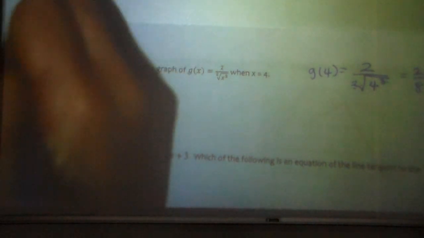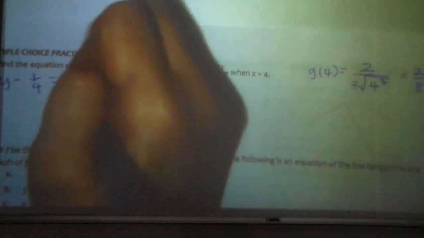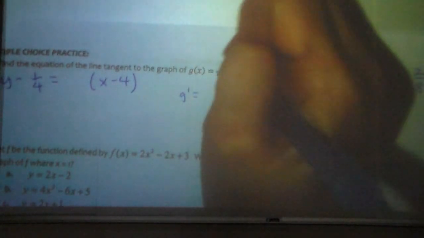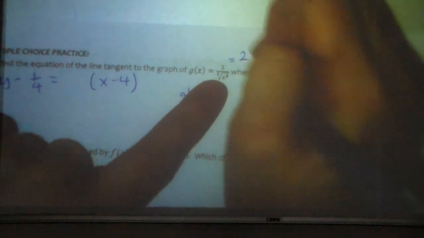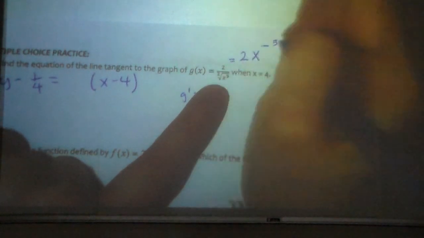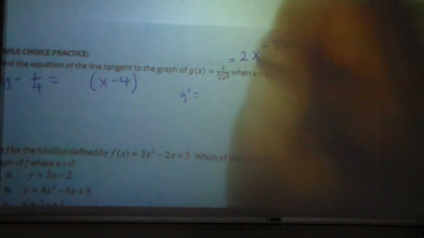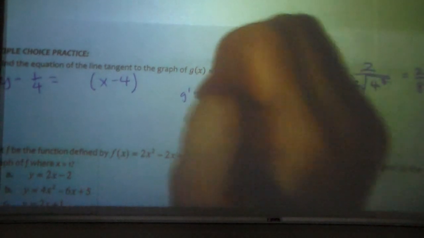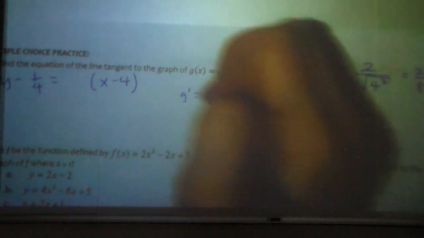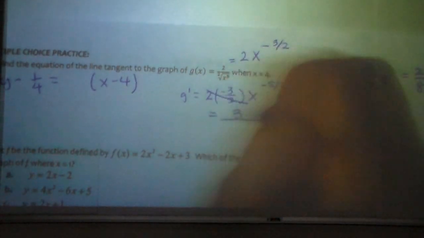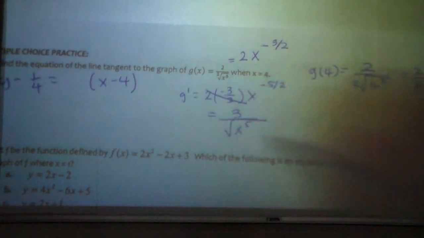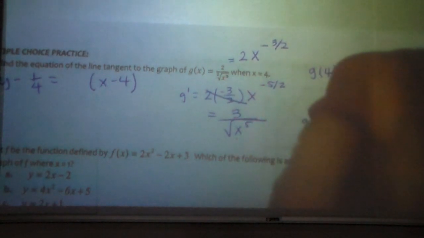So y minus 1/4 equals, waiting for my slope, times x minus 4. Now I need to find my slope. So this is going to be the derivative, g prime. First I'm going to rewrite this. This is just 2x to the negative, because it was on the bottom, and then 3, and then the root would be the 3/2 power. So this is the new rewritten form. Now I take the derivative, so I'm going to have 2 times negative 3/2. Take away 1, that's negative 5/2. The 2 crosses off, and this is just 3 over x to the 5th square root, because a negative in your exponent means go on the bottom.